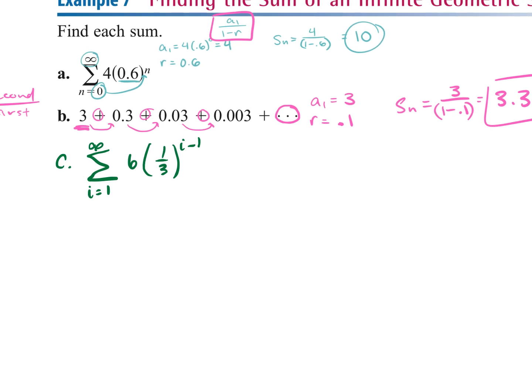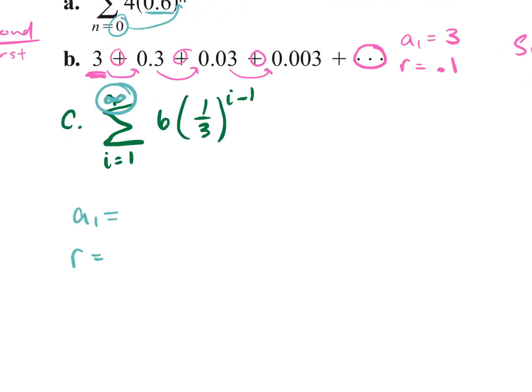C. Let's find our first term and our common ratio. It says that it goes to infinity. So we know that we are using our infinite sum formula. How would we find the first term? What do we do? Awesome. We're going to plug in 1 now into the I. So whatever the number is on the bottom, we're plugging that in.